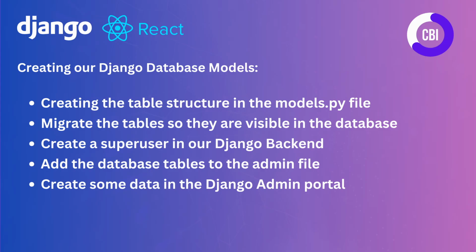Now in this video we'll be covering 5 steps. We're going to start by creating the table structure in our models.py file. Then we're going to make sure that structure is also inside of our database by migrating the tables. Next, we will be creating a super user for our Django backend. And by doing that, we will later on be able to log into the admin portal. Then we're going to be adding the database tables to the actual admin portal through the admin.py file. And as the last step, we're going to be creating some data inside of our database so that we already have some values present that we can build on in the next videos.